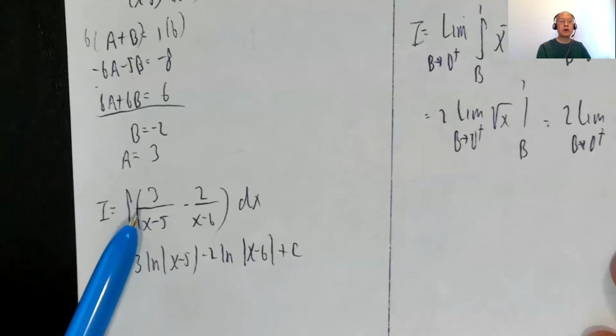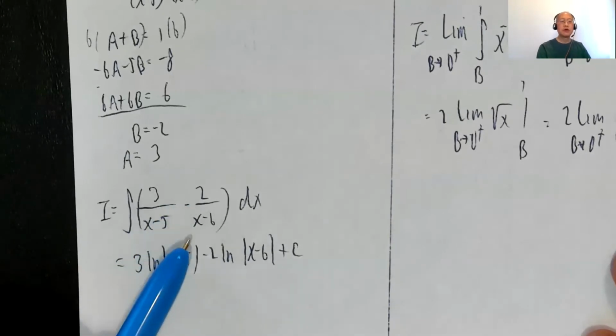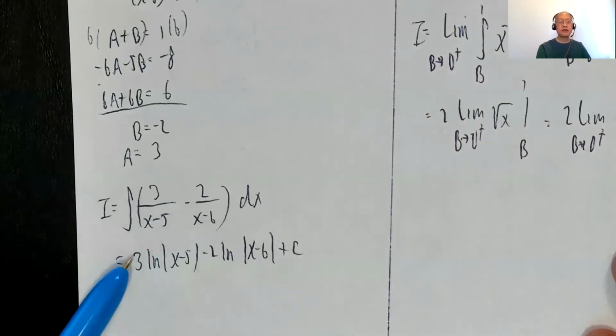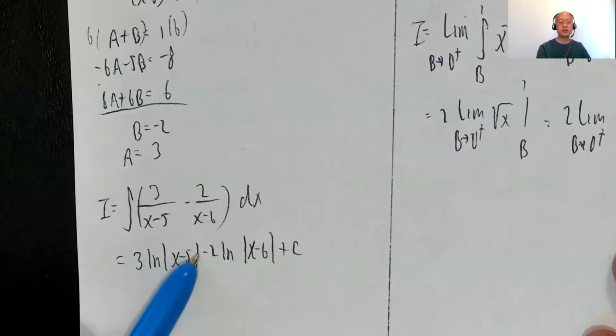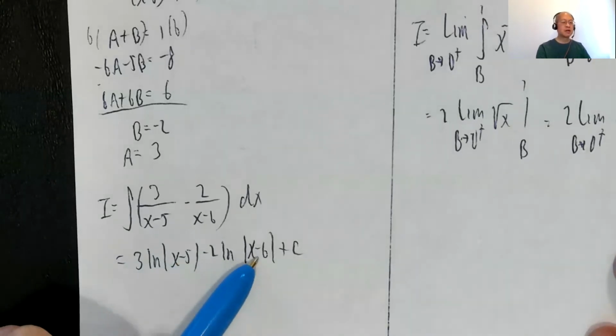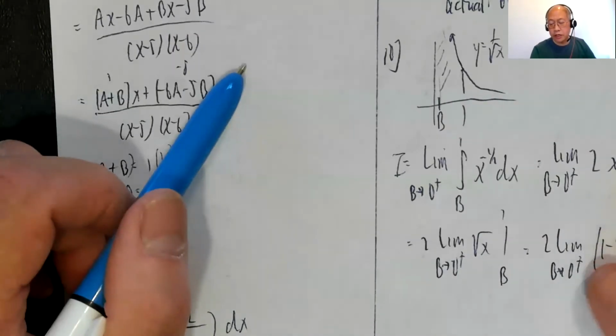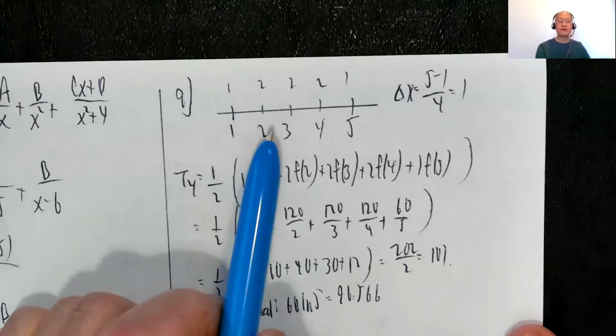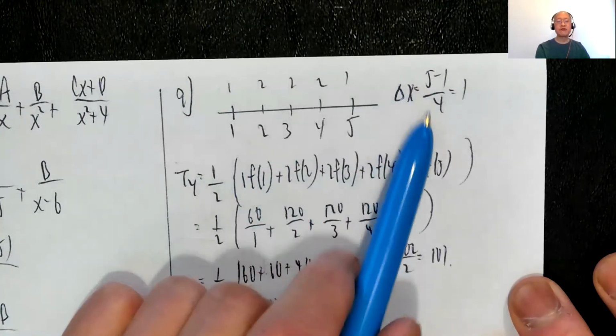So I'm integrating 3 over x minus 5 minus 2 over x minus 6. So that's 3 ln absolute x minus 5 minus 2 ln absolute x minus 6 plus c. Number 9, trapezoidal rule only. You have a very nice delta x: 5 minus 1 divided by 4 is 1.